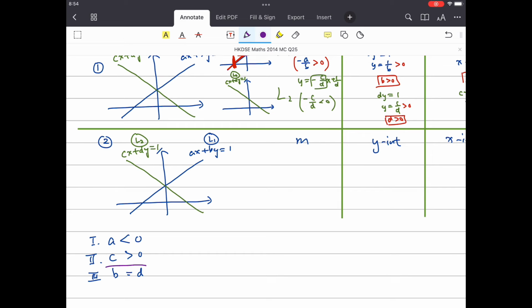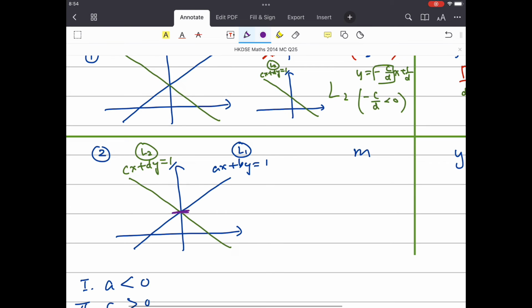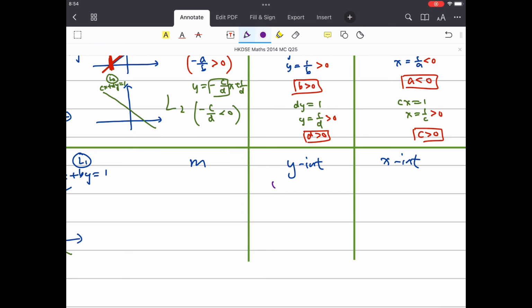Now we just need to check if option 3 is correct. Since it involves both b and d, we can see that the y-intercepts involve b and d only. Therefore, we try to compare the y-intercepts. On the diagram, they intersect at the same point. Therefore, the y-intercepts are the same. y1 equals y2. We copy the y-intercepts: 1 over b equals 1 over d. Therefore, we know that d equals b.